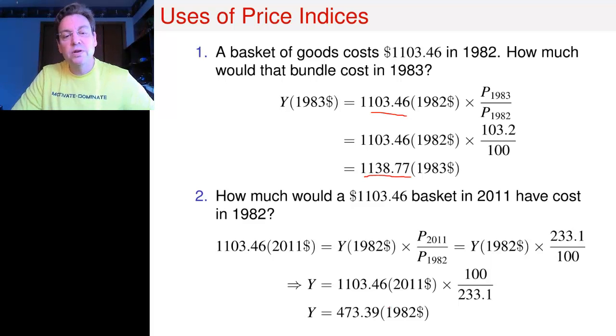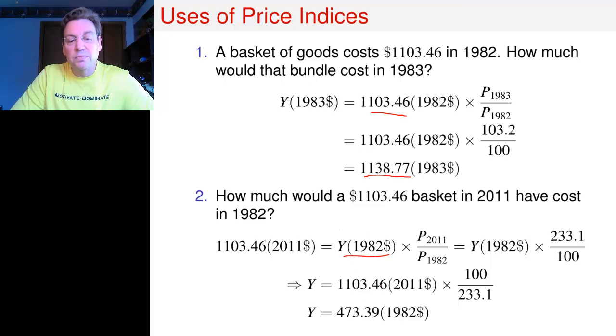Now you can ask, how much would it have cost in 1982 dollars? Well, now we're just going to take the $1,103.46 in 2011 dollars. We want to convert that into '82 dollars. So we multiply this $1,103.46 by this ratio, just following the same pattern that we had up above. But now what's unknown is this Y, the past dollars as opposed to future dollars.